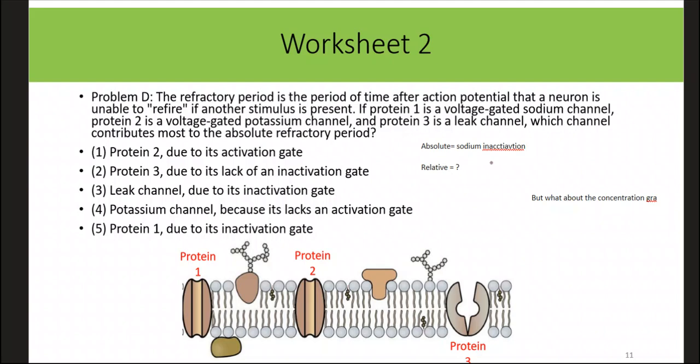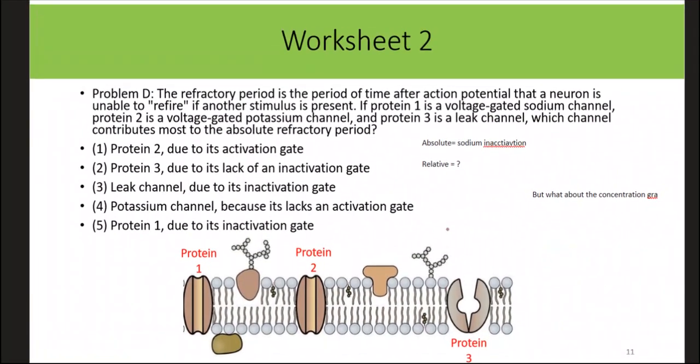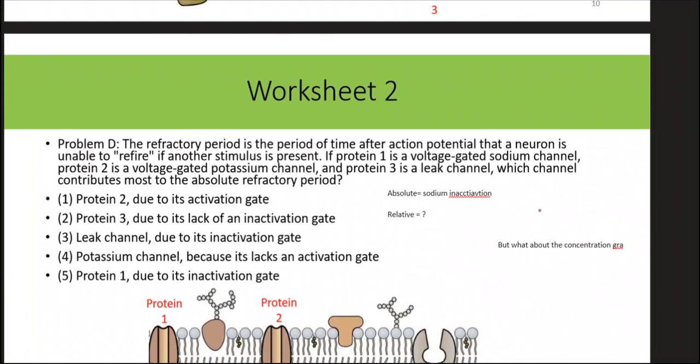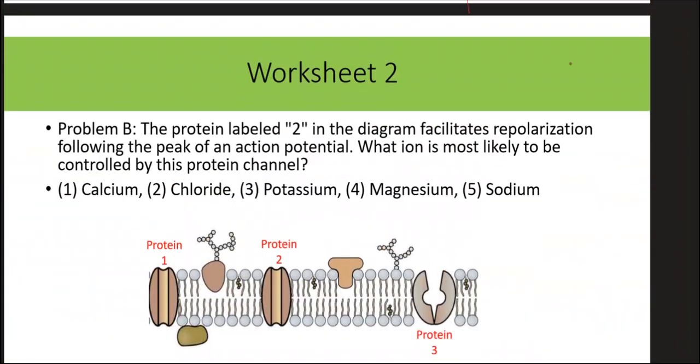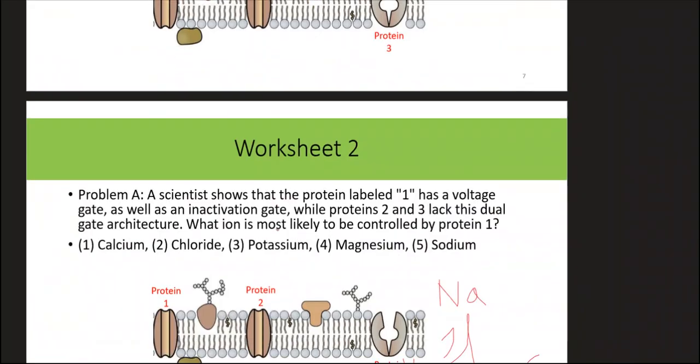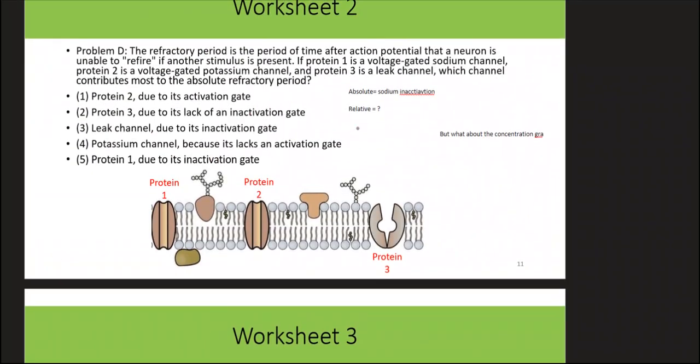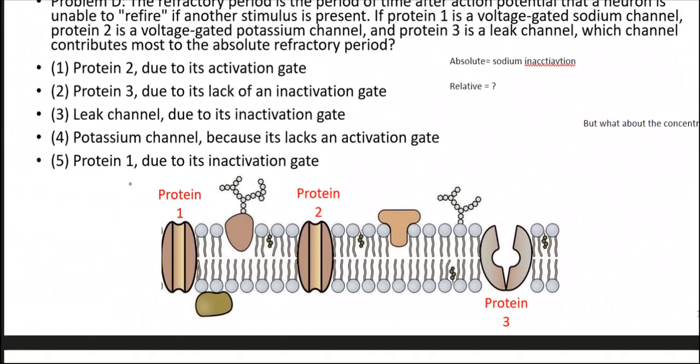So the refractory period: which channel contributes most to the absolute refractory period? The reason it can't fire is because the sodium channel is inactivated by its inhibitory protein, as we talked about in the first question, the inactivation gate. So because of that, it is the sodium ion, which is protein 1.